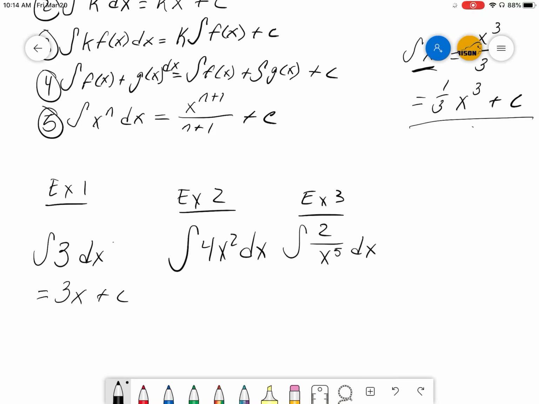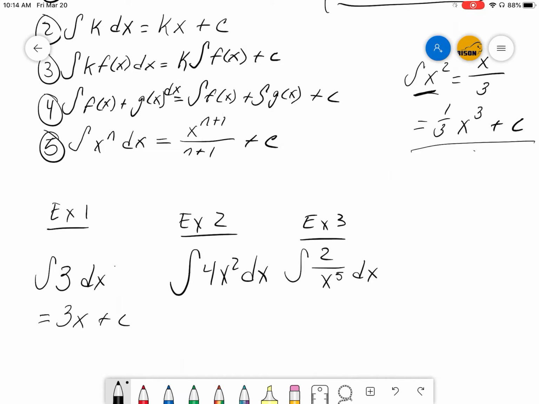You don't have to call it anything because we're saying the integral of that is 3x plus c. Okay, moving over to number 2. Example 2 applies to rule number 3. If you can see rule number 3 there, it's a constant multiplied by the function. In our case, in number 2, it's a constant 4 multiplied by the function x squared.